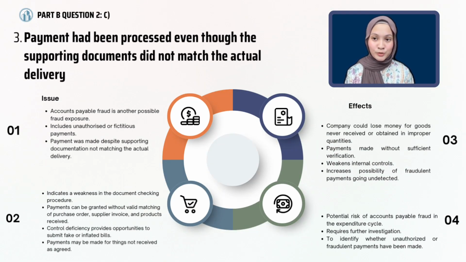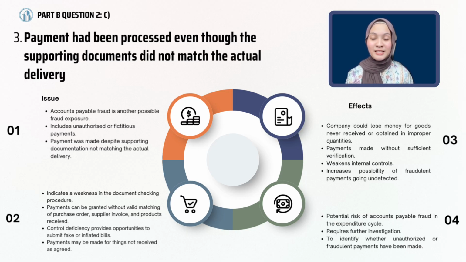Another possible fraud exposure is accounts payable fraud. This includes unauthorized or fictitious payments. Lina discovered that a payment had been made although the supporting documentation did not match the actual delivery. This is indicative of weaknesses in the document checking procedures, where payment can be granted without a valid matching of a purchase order, supplier invoice, and goods received.